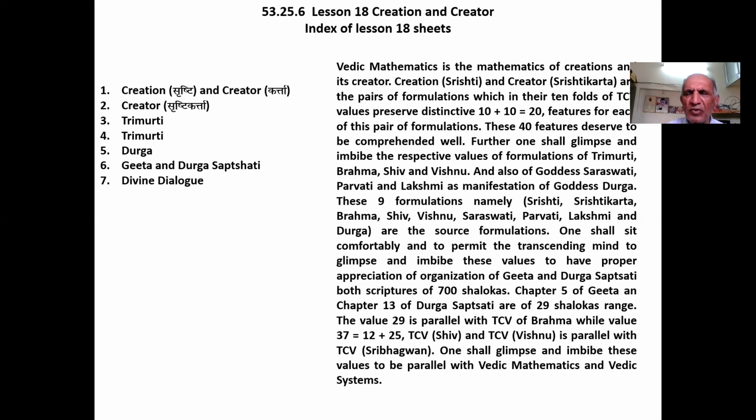Chapter 13 of Durga Saptsati is of 29 shlokas range. Value 29 is parallel with the TCV of Brahma, while value 37, as 12 plus 25, TCV Shiv plus TCV Vishnu, is parallel with the TCV of Sribhagwan. One shall glimpse and imbibe these values to be parallel with Vedic mathematics and Vedic systems.